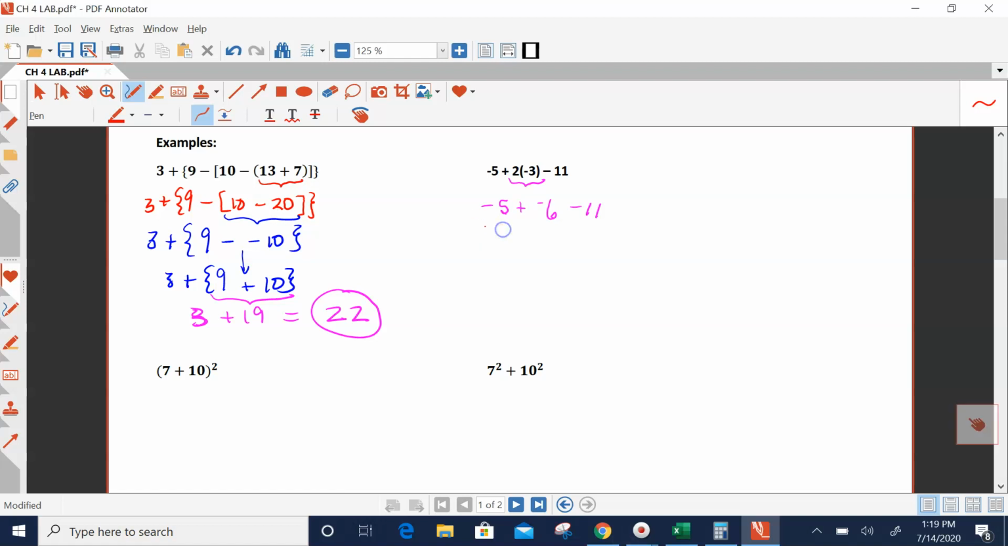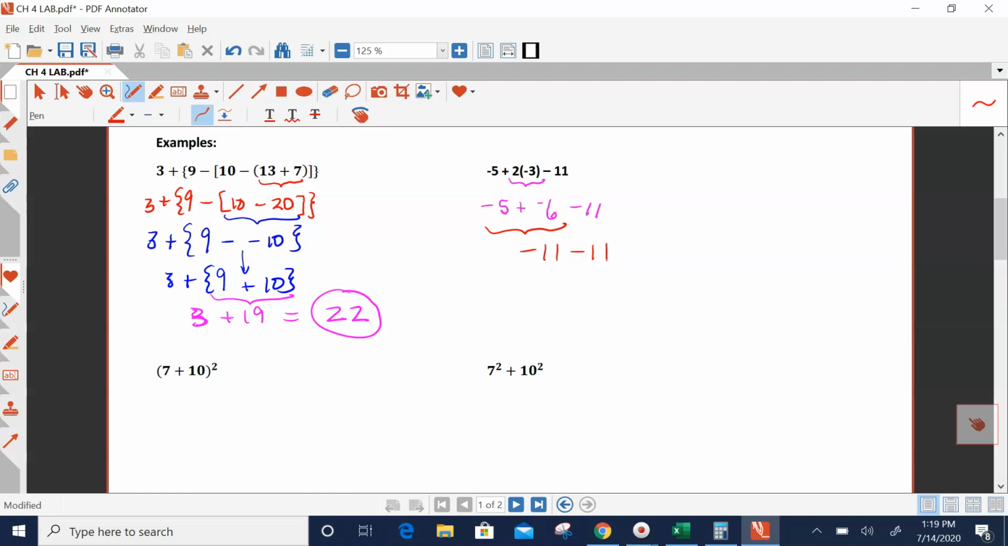So as I go from left to right, I see the first operation is negative 5 plus a negative 6. And a negative 5 plus a negative 6 gives me a negative 11. Then I'll bring down the subtraction of 11.